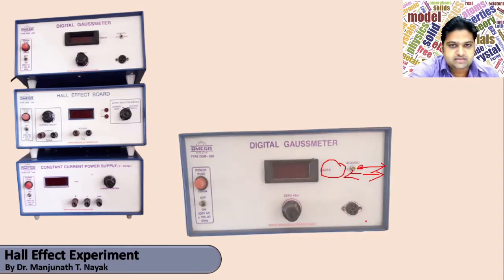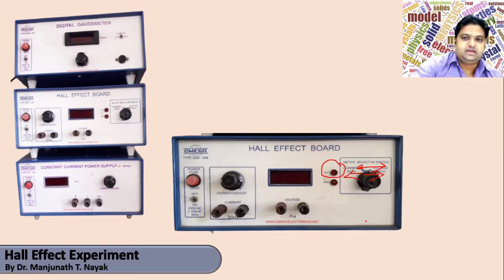Fine. Next you have the Hall board. This is the Hall board. You can see the Hall board has a knob here.